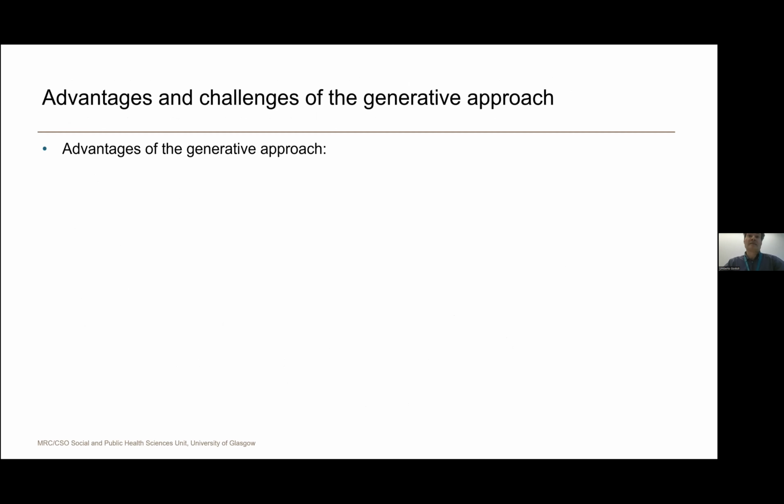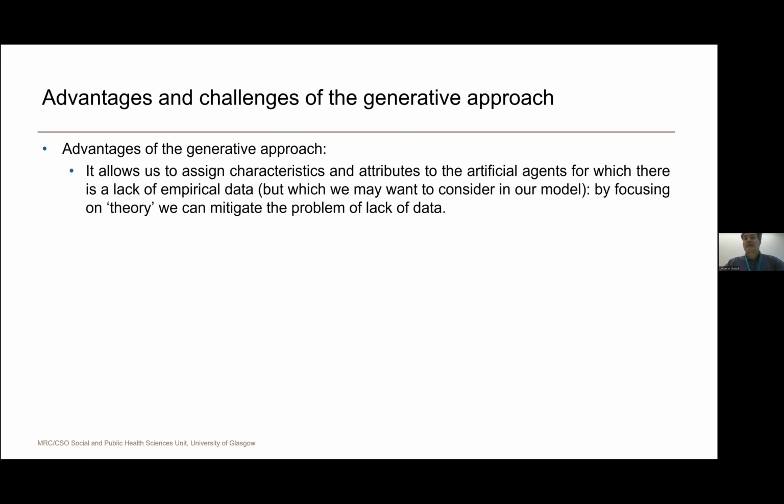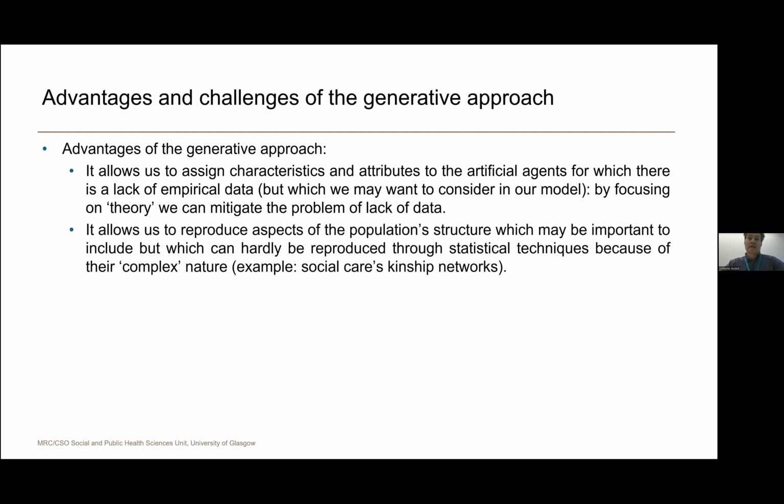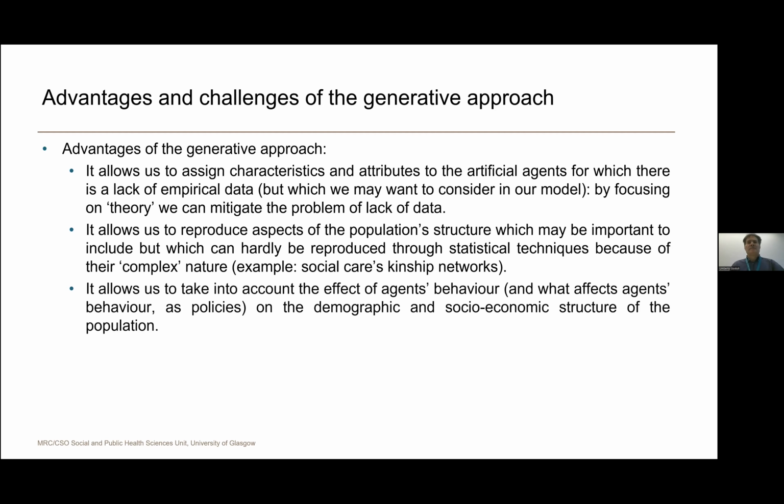This approach has some advantages. It allows us to assign characteristics and attributes to artificial agents for which there is a lack of empirical data, but which we may consider important to include in our model. So by focusing on theory, we can mitigate the problem of the lack of data. It also allows us to reproduce aspects of the population structure which may be important to include, but can hardly be reproduced through statistical techniques because of their complex nature. I'll show an example of that later on in the form of social care kinship networks. And it also allows us to take into account the effect of agents' behavior on the demographic and socio-economic structure of the population.